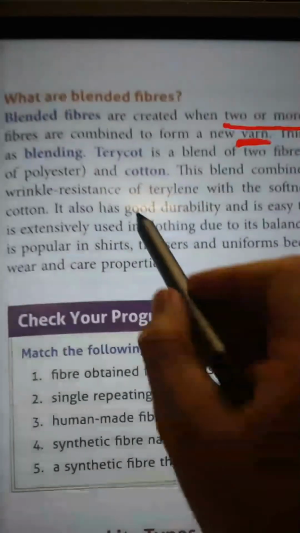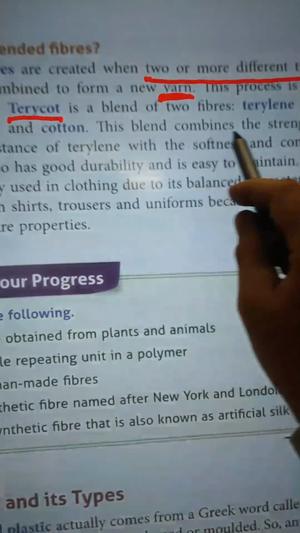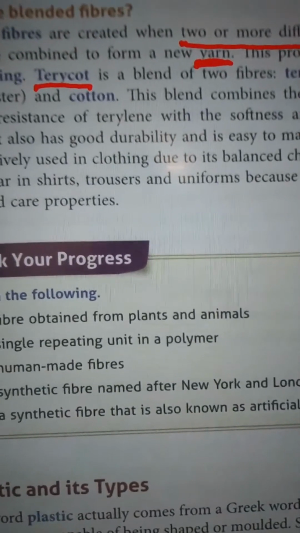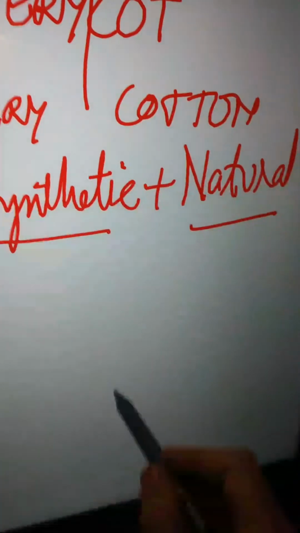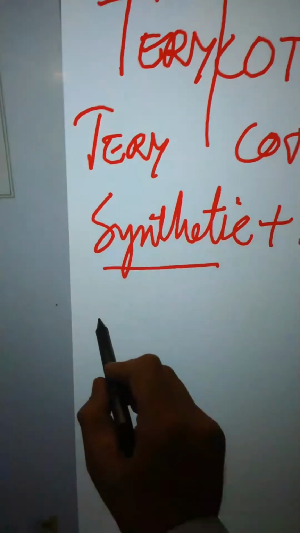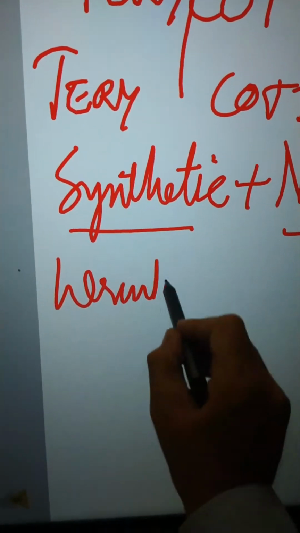Therefore, an example here is terracotta. Terracotta is a blend of two fibers, terylene and cotton. This blend combines the strength and wrinkle resistance. So what is the benefit? The quality of one fiber and the quality of the second fiber are mixed. It combines the strength and wrinkle resistance. When we talk about terylene, it is synthetic. Synthetic fibers are wrinkle resistant. They do not have wrinkles.